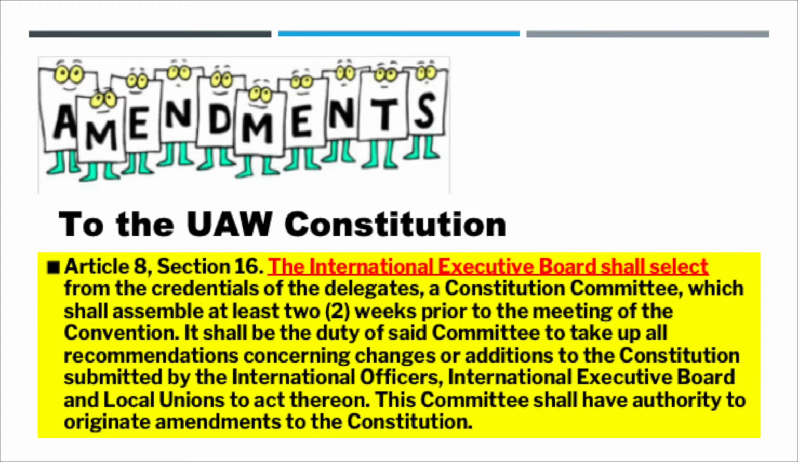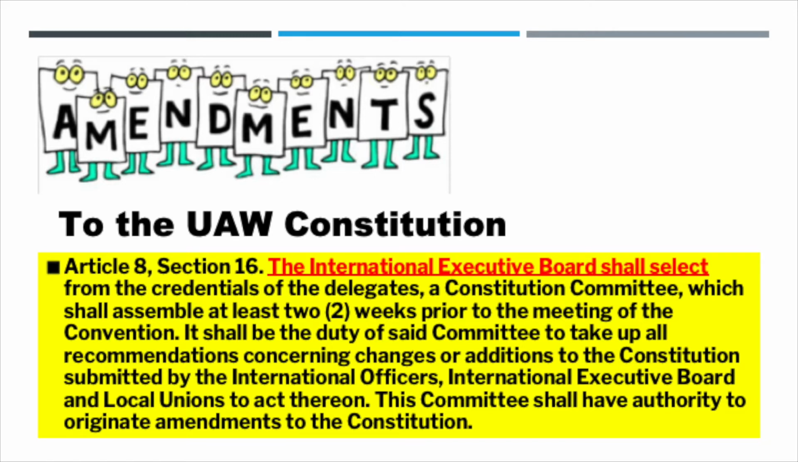Article 8, Section 16 of the UAW Constitution describes the process of selecting the Constitution Committee. In that, it says the International Executive Board shall select from the credentials of the delegates a Constitution Committee, which shall meet 2 weeks ahead of the convention. This committee is supposed to take up recommendations concerning changes or additions to the Constitution submitted by international officers, International Executive Board, and local unions to act on. The committee shall also have the authority to originate amendments to the Constitution.